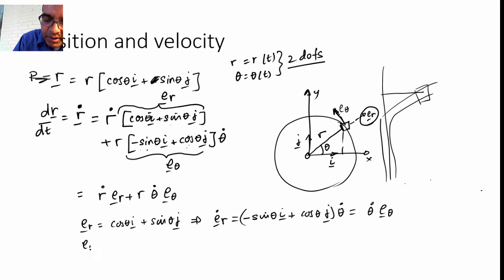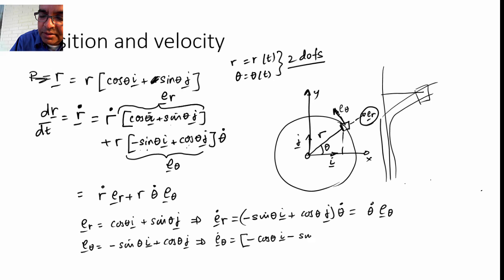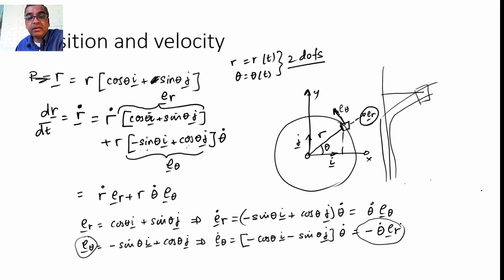Then similarly, e theta is minus sin theta i plus cos theta j, which implies e theta dot, again just use chain rule, will give you minus cos theta i minus sin theta j, times theta dot, which turns out to be minus theta dot e_r. Very nice, right? If I differentiate e_r, I will get theta dot times e theta, and if I differentiate e theta, I will get minus theta dot times e_r. Why is it useful? Because it will make my life in the second derivative much simpler.